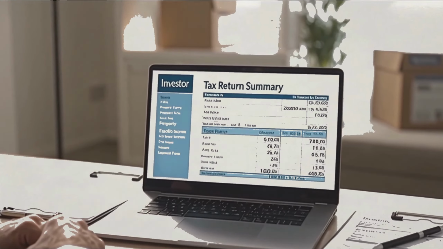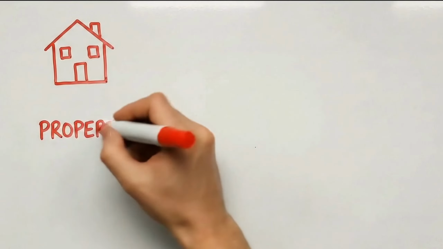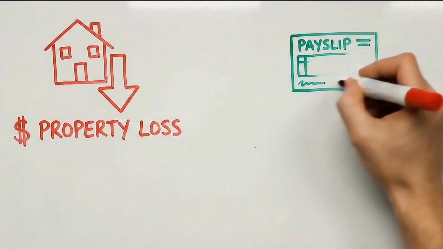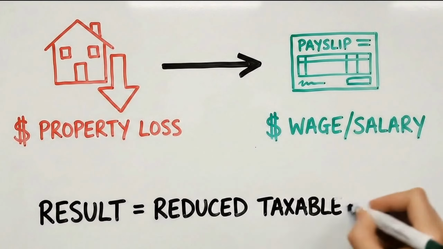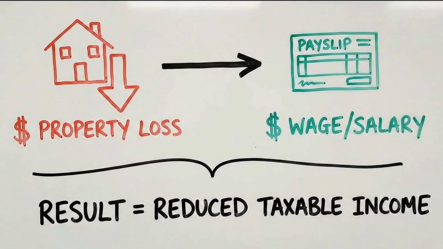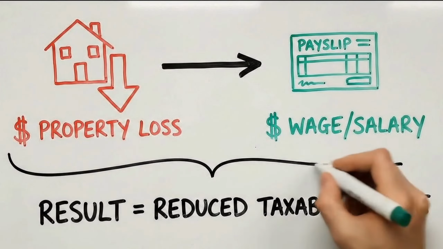The main reason is tax treatment. In Australia, if an investment property produces a loss, that loss can often be used to reduce your taxable income from other sources, such as wages or salary. This can lower the amount of tax you pay.